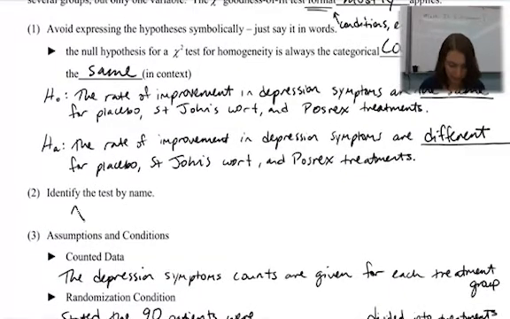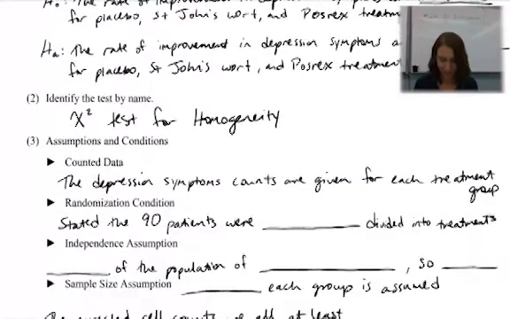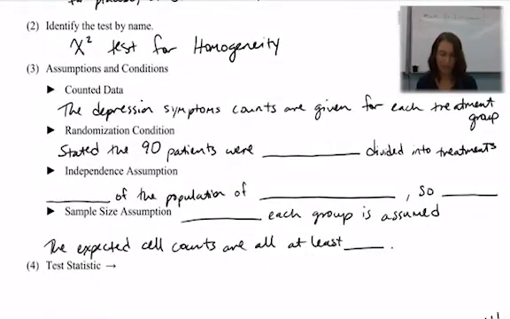Identify the test by name. So this is a chi-squared test for homogeneity. And I know with the goodness of fit test we could write GOF test, but for this one, don't abbreviate it, just write it all out. All right, assumptions and conditions are going to be the same. So we need to make sure that our data is counts. So the depression symptom counts are given for each treatment group.